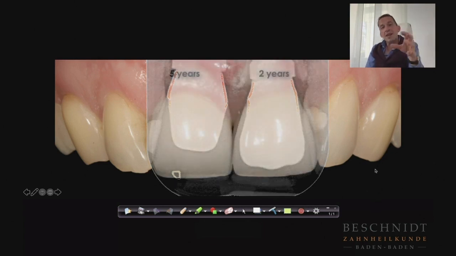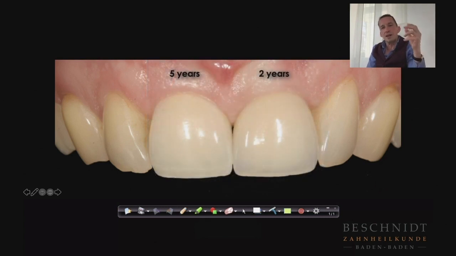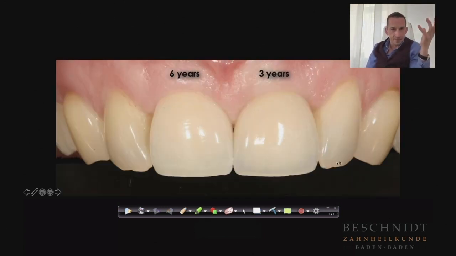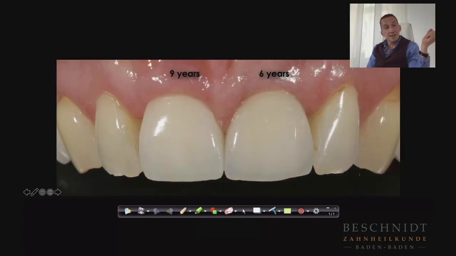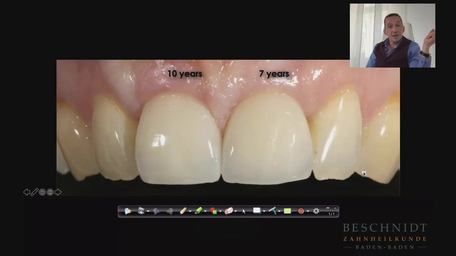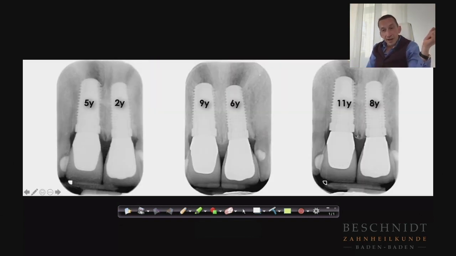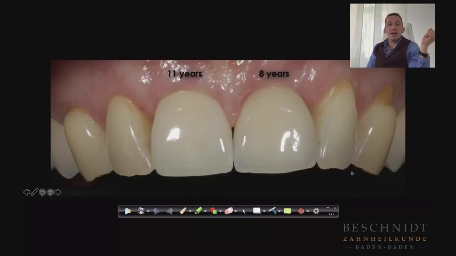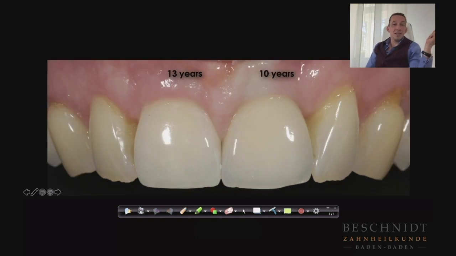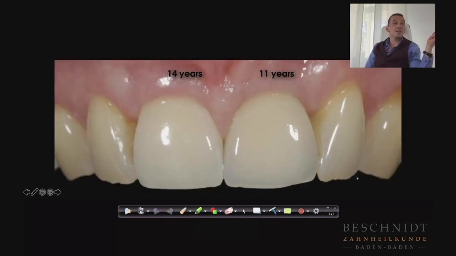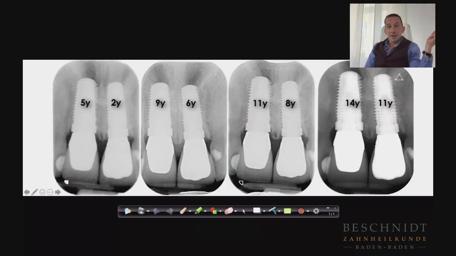And now let's have a look over the years. What happens? Even to the scar papilla, 6 years to 3 years, 7 to 4, 9 to 6, 10 to 7. Look at the bone. The platform switching after 11 years: no bony resorption. 11 to 8, 12 to 9, 13 to 10 years, 14 to 11. And after 14 years, look at the bony level.